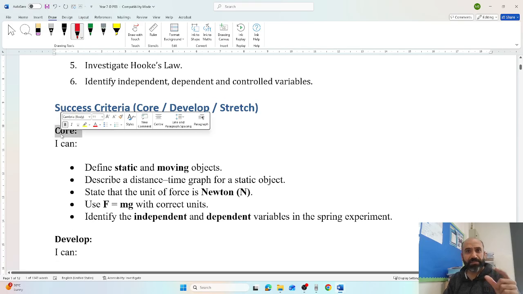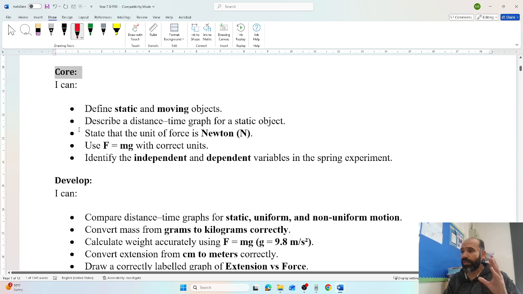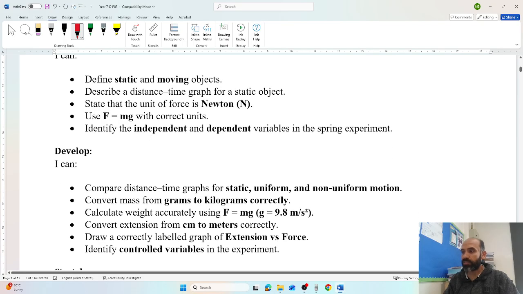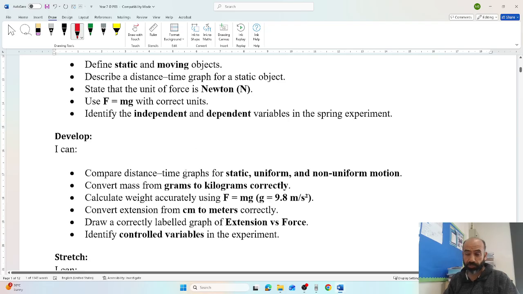According to the level of difficulty, you can classify the level of your understanding by the end of this lesson. So all of us must be able to define what's meant by static and moving object. We should be able to define or describe the distance time graph for static and moving object, mention the measuring unit of force, use the formula F is equal to m times g, and identify the different types of variables in Hooke's experiment or the spring experiment.